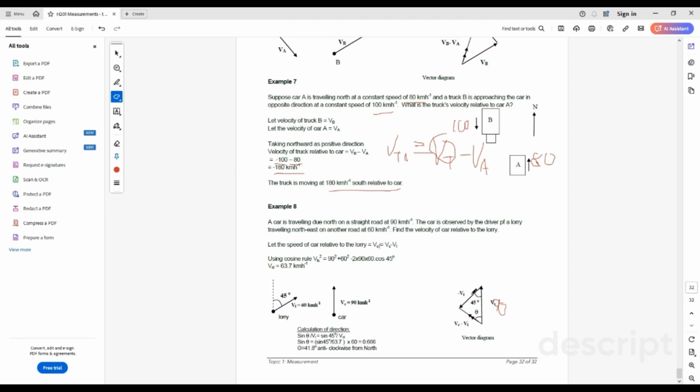So we know this angle, since this one is traveling northeast, and we also know the velocity of the car and the velocity of the lorry. So we can then apply the cosine rule again in order to get the relative velocity.